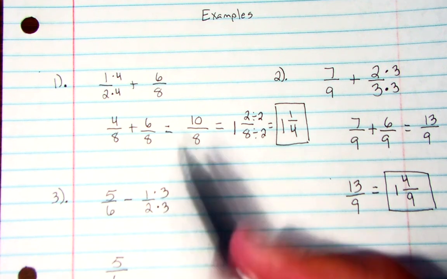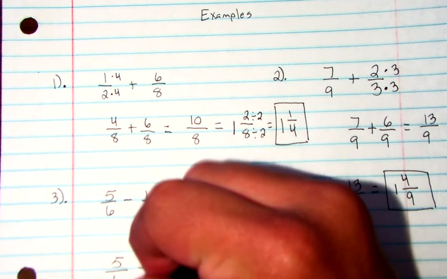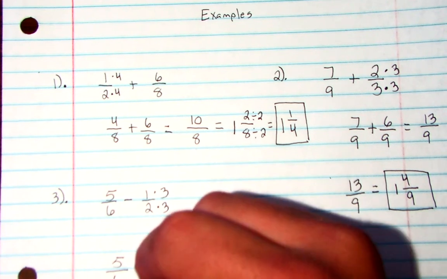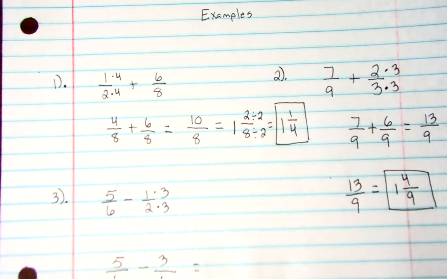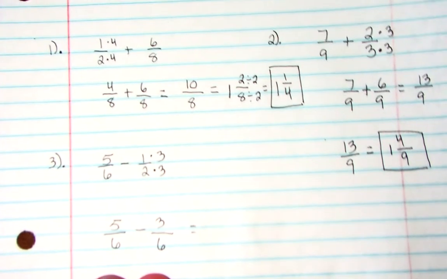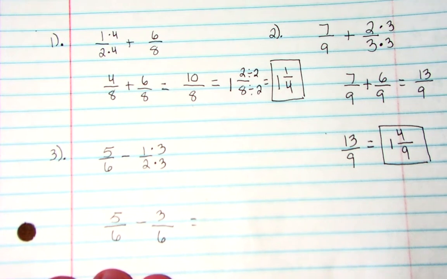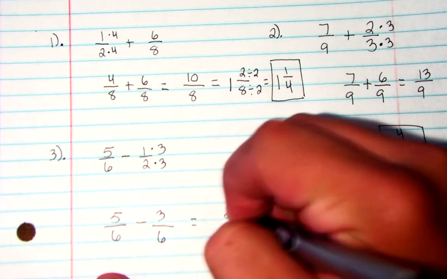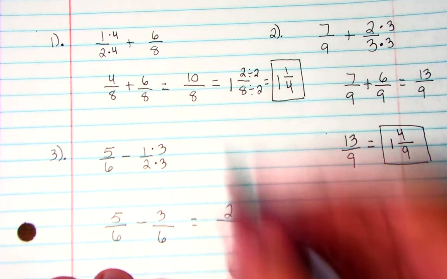So 1 times 3 is 3. 2 times 3 is 6. You now have a common denominator. Since you have a common denominator, subtract your numerators. 5 minus 3 is 2. Your common denominator is 6.